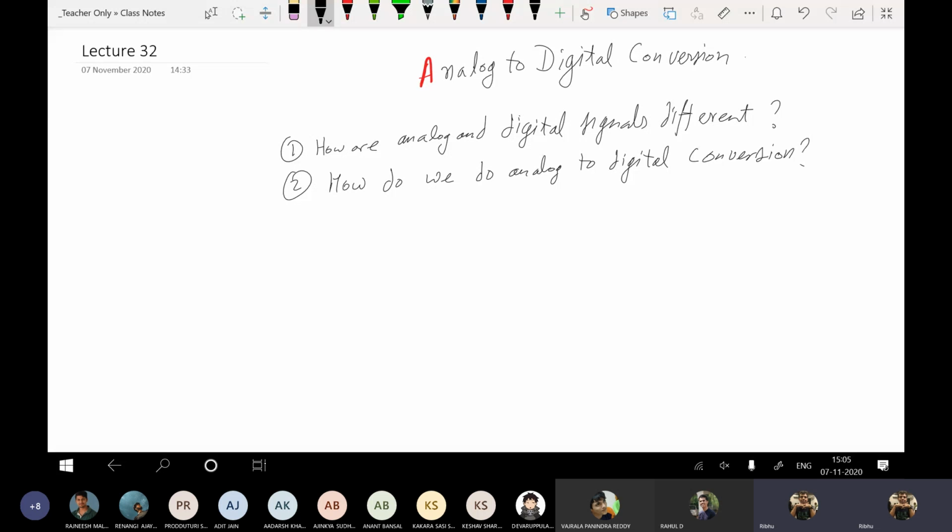I believe we have answered the question of why we need analog to digital conversion in detail last time. So I won't be going into that again, but let's first answer how are analog and digital signals different. So start. Tell me, how are analog and digital signals different?